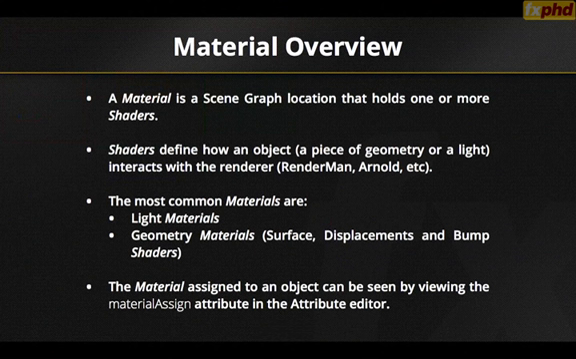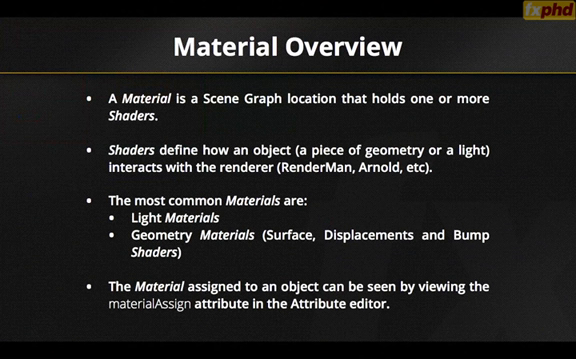So in this first slide we can see that we have an overview of materials, and a material, as you can see here, is a scene graph location that holds one or more shaders. So basically when you make a material, you're adding shaders into that material node, and those shaders are then populating the scene graph. Now shaders can define how an object, which could be a piece of geometry or a light, so both geometry and lights are both defined as objects, interact with the renderer, and that renderer could be Pixar's RenderMan, it could be Solid Angle's Arnold, or it could be something else such as V-Ray once that's been released, or Mental Ray.